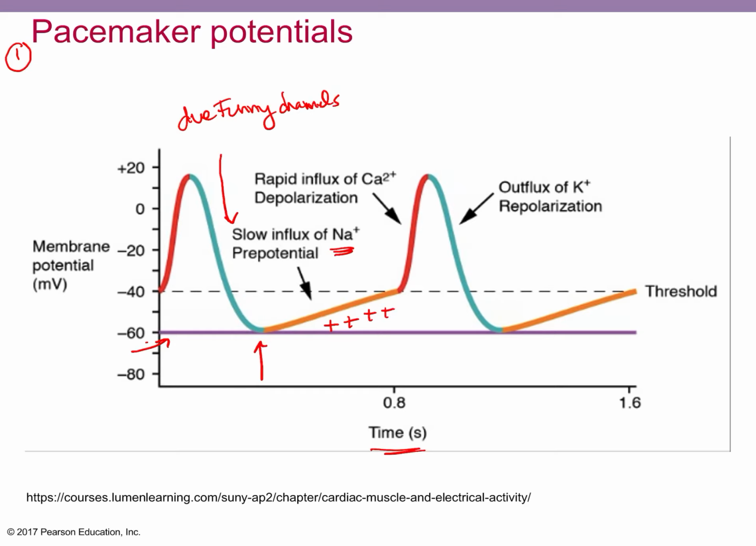And then right below threshold, there's going to be another influx. So calcium channels are going to open, right? So we have our slow influx of sodium. That's going to cause, at one point, right before we reach threshold, our calcium channels to open. Calcium is going to come into the cell, right? Move into the cell to make that cell even more positive.